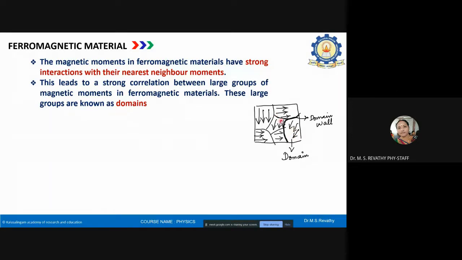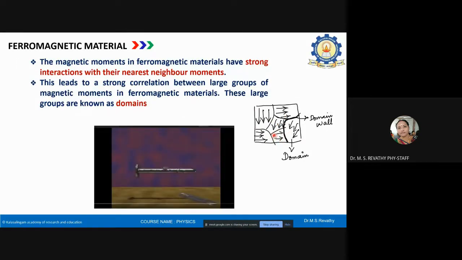The two domains will be separated by a boundary which is called a domain wall. The magnetic moments in ferromagnetic materials have strong interactions with their neighbor magnetic moments. So this leads to a strong correlation between large groups of magnetic moments in ferromagnetic materials. These large groups are known as domains. Several groups will be there and these groups are called domains. This is in the absence of a magnetic field.